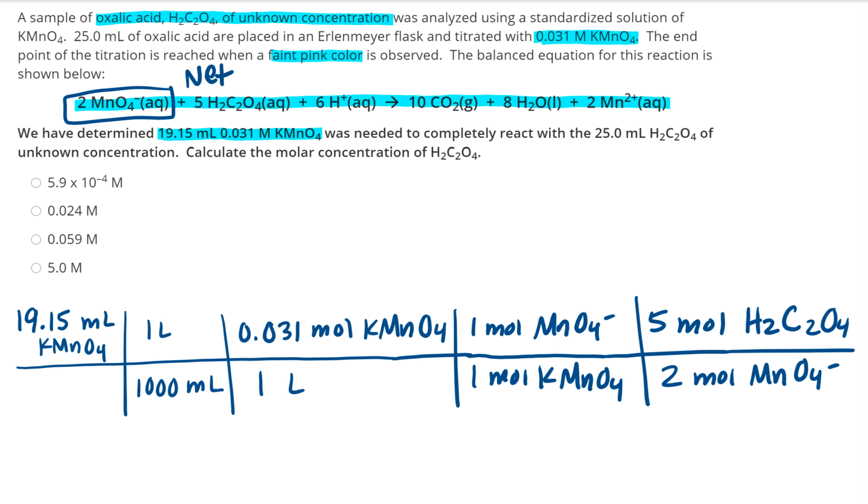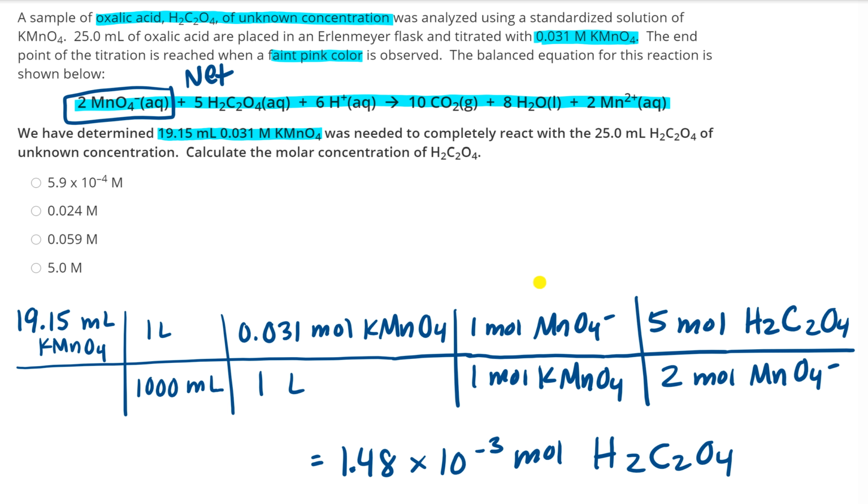I have my mole ratio now in my dimensional analysis, and now I'm just going to calculate the moles of oxalic acid that were in the flask. Okay, so we can see here that in our flask at the beginning, there were 1.48 times 10 to the negative third moles of oxalic acid. So we have just used the volume of our titrant, the molarity of our titrant, to get the moles of the titrant. Then we use the balanced equation and stoichiometry to get moles of the acid, what we're analyzing.